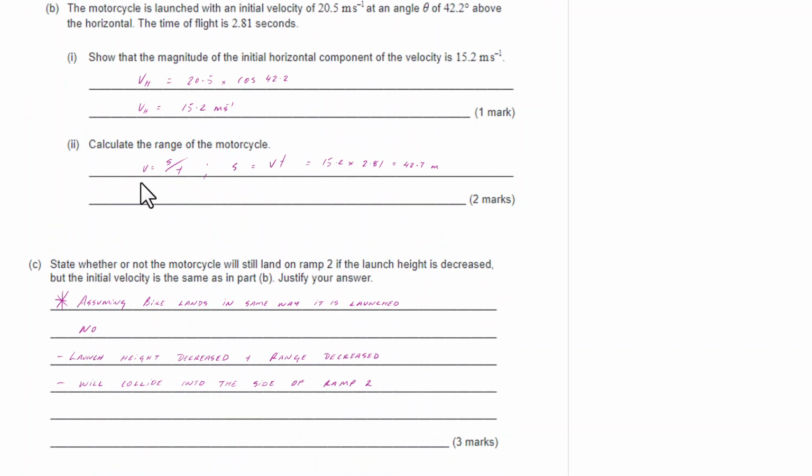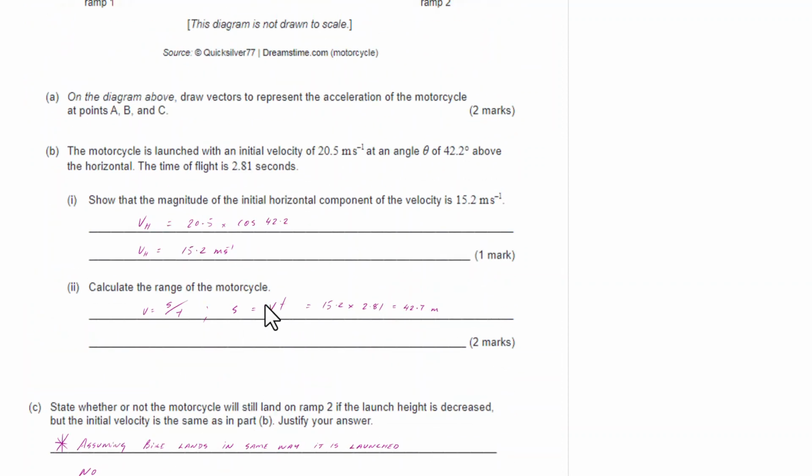Calculate the range where you're going to be using horizontal velocity. You now know the time because the time was actually given here in the original question. So displacement equals velocity times time, substitute and grab a calculator.